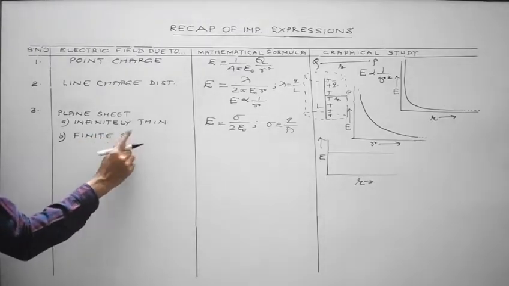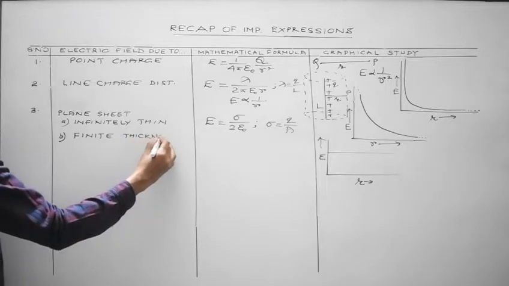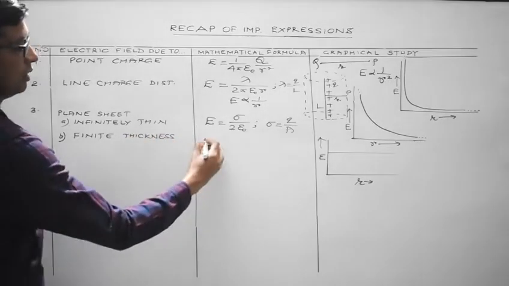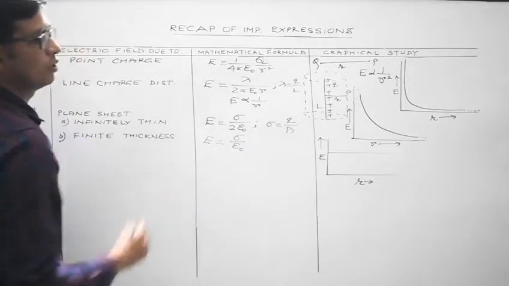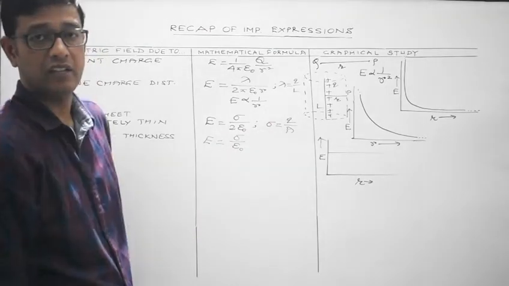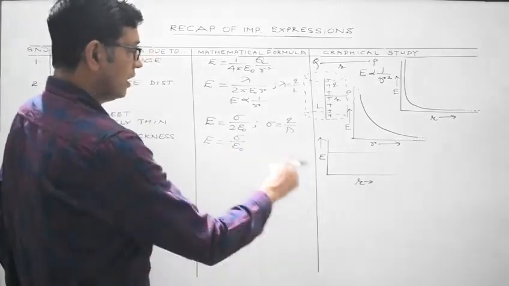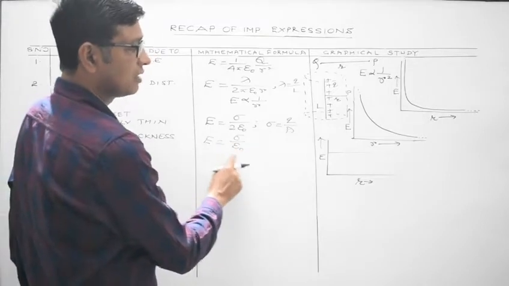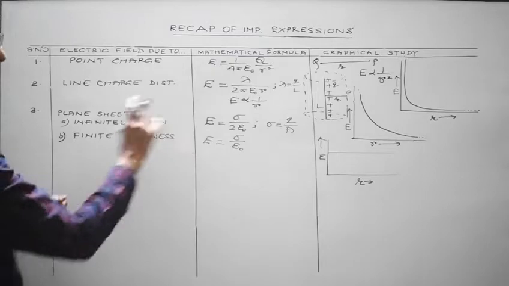Now, plane sheet having some finite thickness. In this case, you remember the expression for the electric field would be sigma by epsilon. Again, sigma is the surface charge density which is charge per unit area, right? So, in this case, again since it is independent of the distance, the graph would be same. This is a two-dimensional case.